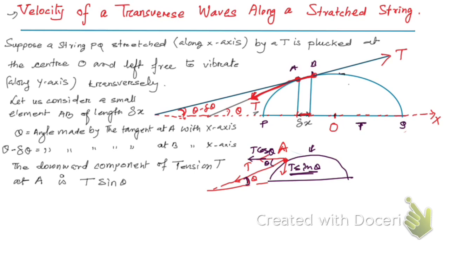Now for very small theta, we can write sin theta is approximately equal to theta, and tan theta is also approximately equal to theta. So that's why we can write that sin theta is equal to tan theta.